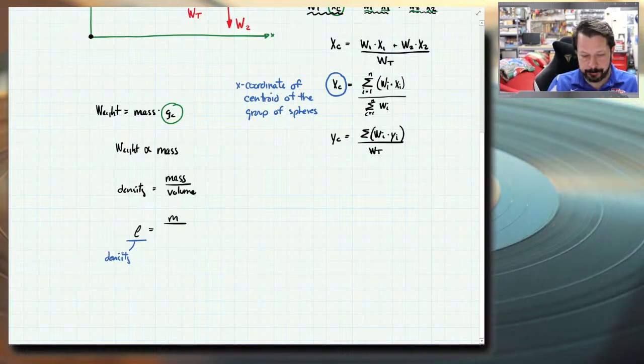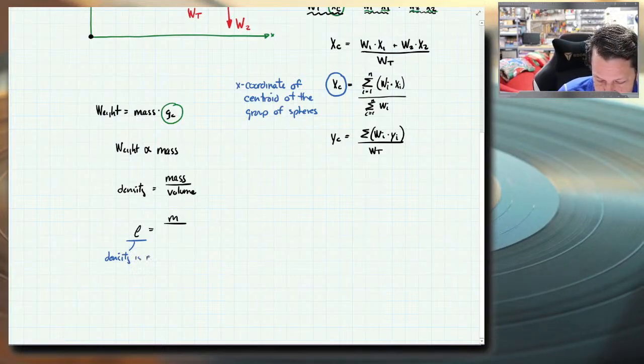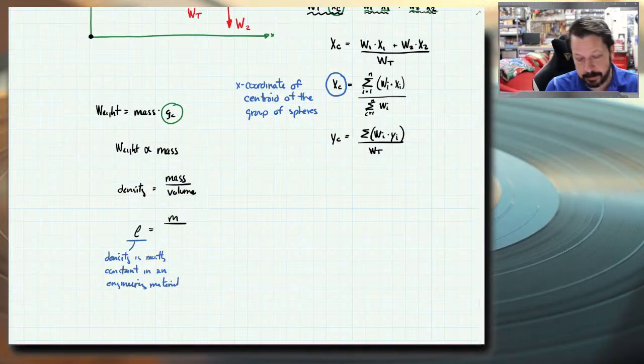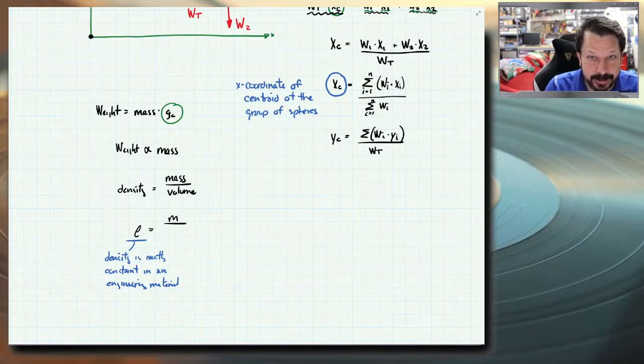and we probably don't need to worry too much if the material is changing properties, density properties, from one piece of the beam to another piece of the beam. So density is mostly constant in an engineering material. Again, you could have special reasons why it's not, but in general, and in this class, it is going to be constant in our engineering materials, like a steel beam or whatever.